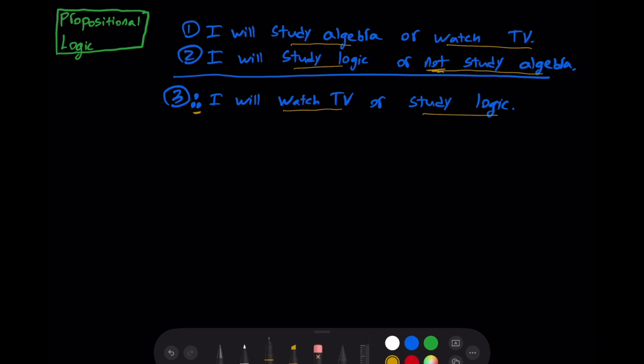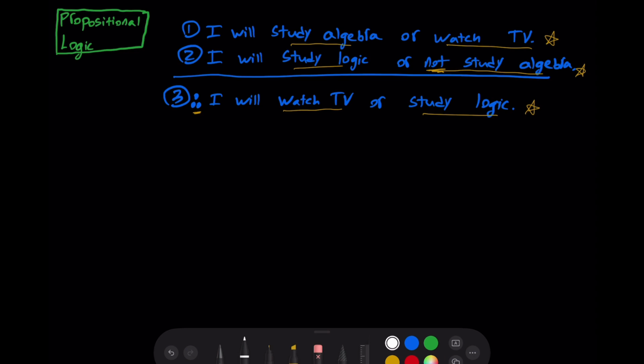At an intuitive level, it does seem to be a valid argument. And if the two premises are true, then the conclusion must likewise be true. Let's consider the options here. Algebra versus TV, and logic versus not algebra. So it looks like we're going to have logic or TV for sure. However, how can we go beyond that intuitive level and prove that it's a valid argument?